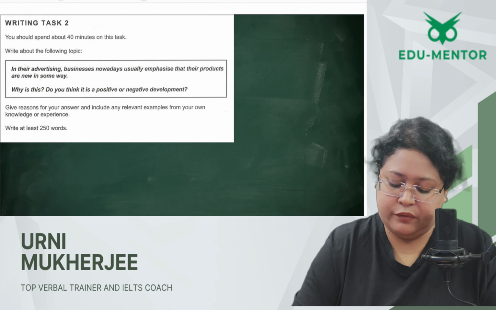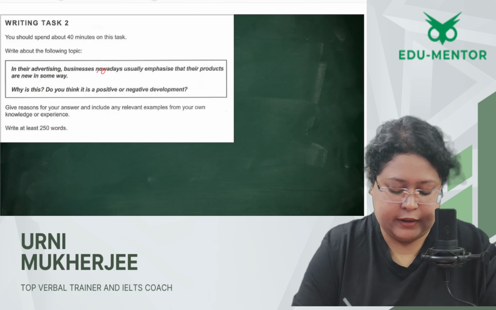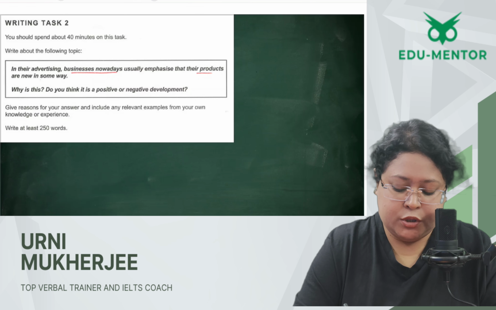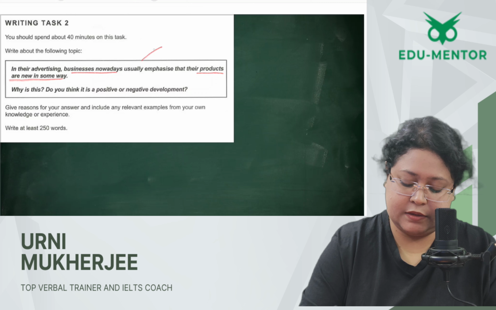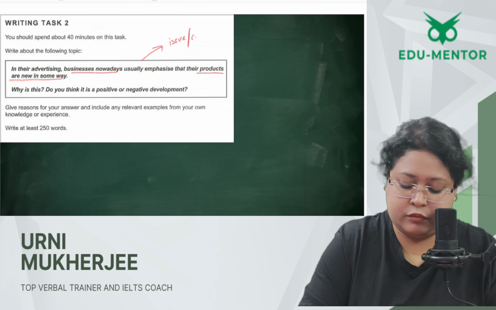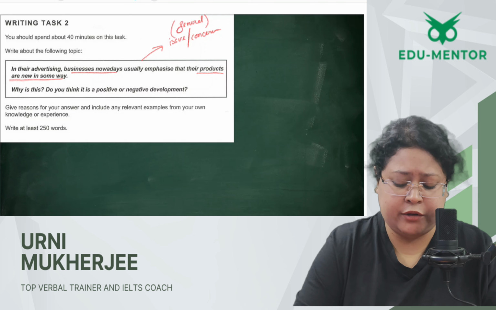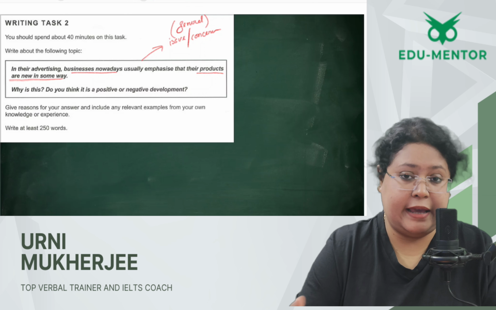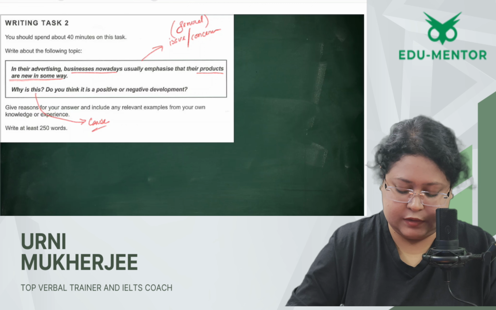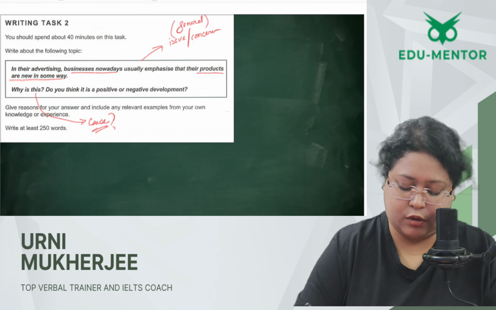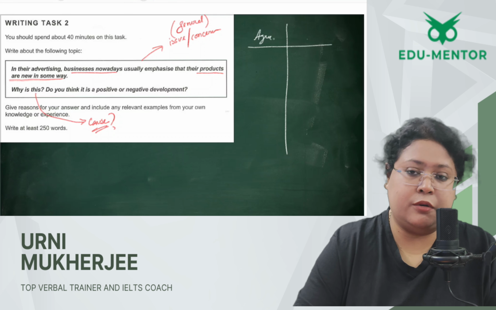Now, moving on to other examples, look at this one. It says, in their advertising, businesses nowadays usually emphasize that their products are new in some way. Okay, so there is an issue or a concern that you have. It's a general issue or concern, right? Now the question again asks, why is this? So this is a cause-oriented question, right? They've asked you for the cause. Do you think it's a positive or a negative development? It's the same as asking, do you agree with it or disagree with it?